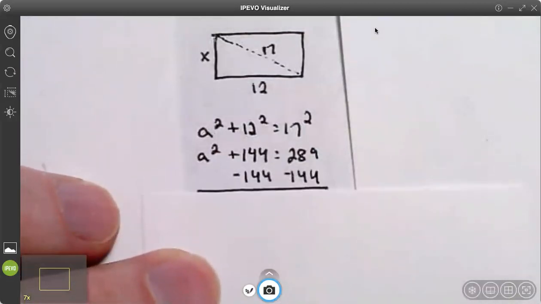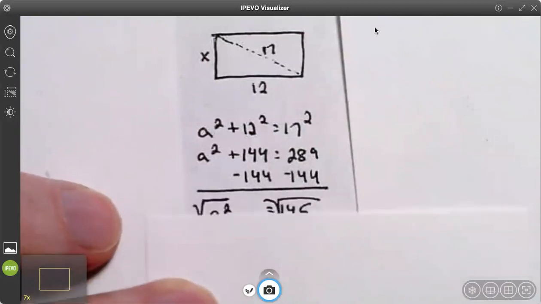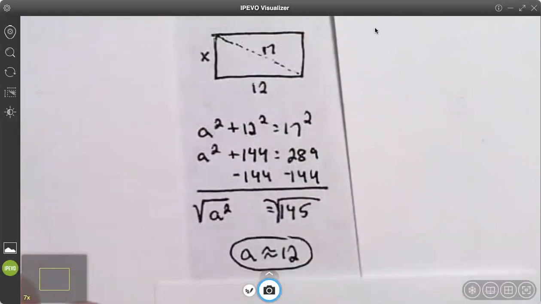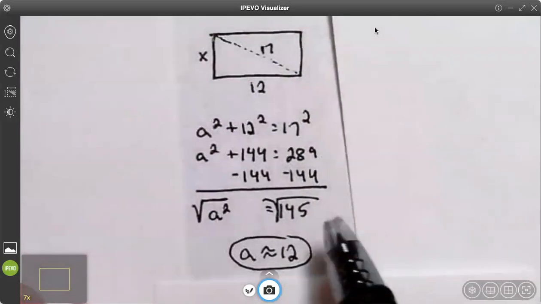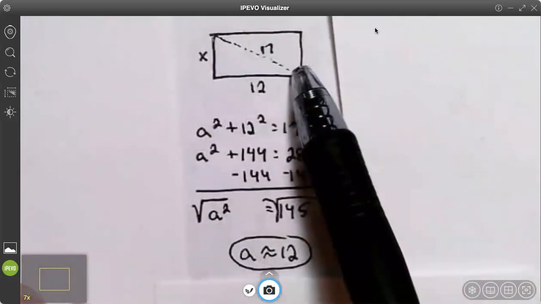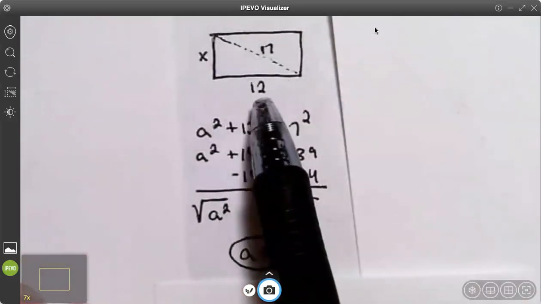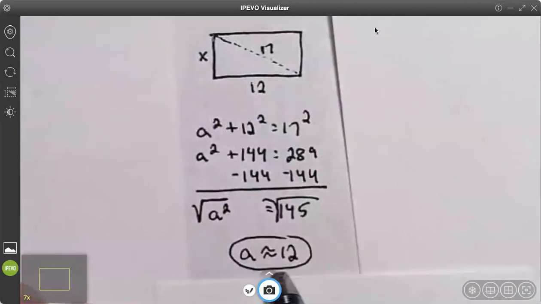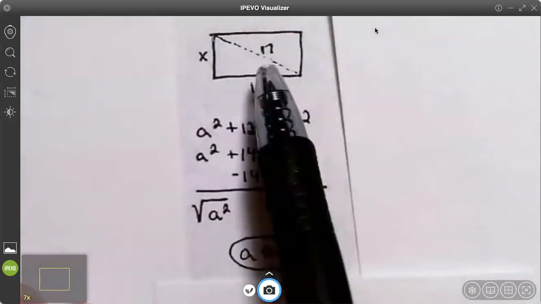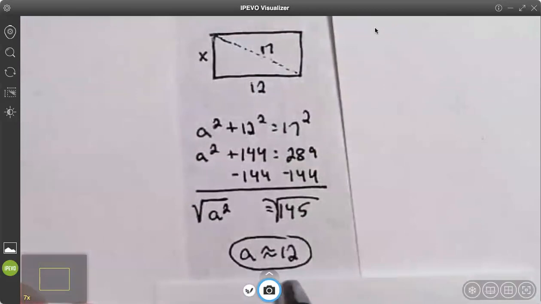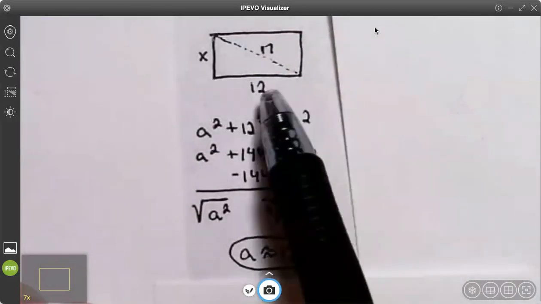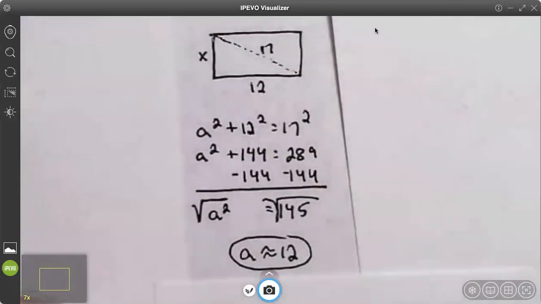Square them, subtract 144 from both sides, take the square root of both sides, and the answer is 12. If your diagonal is 17 and the width is 12, then the height is about 12. So really my picture is off. It should be more like a square, although the height is actually slightly larger or slightly smaller than the width because we rounded that one to 12.